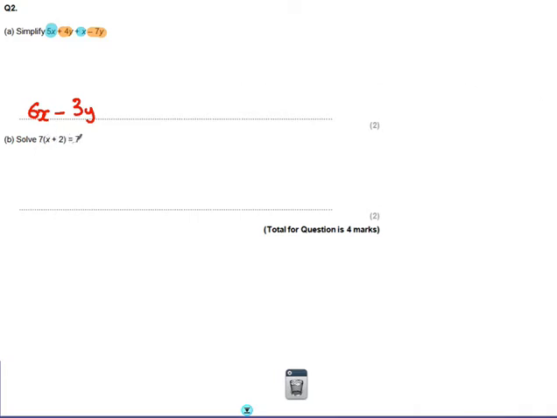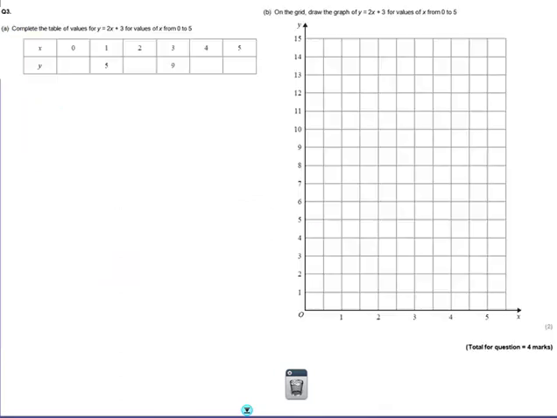Solve 7 brackets x plus 2 is equal to 7. Well, firstly expand the brackets, so 7x plus 14 is equal to 7. Subtract 14 on both sides. 7x is equal to minus 7, as these will cancel out, and divide by 7 on both sides, divide by 7, x is equal to minus 1. Substitute it in there. Minus 1 plus 2 is just 1. 7 times 1 gives us 7. So that's correct. Question 3.